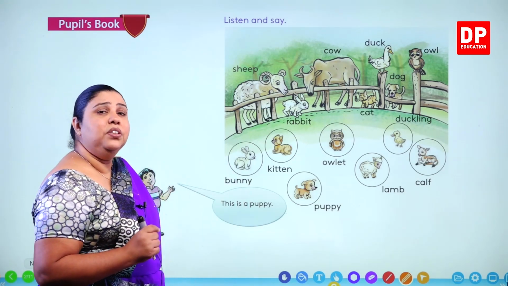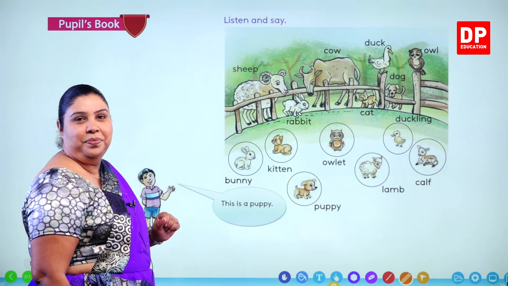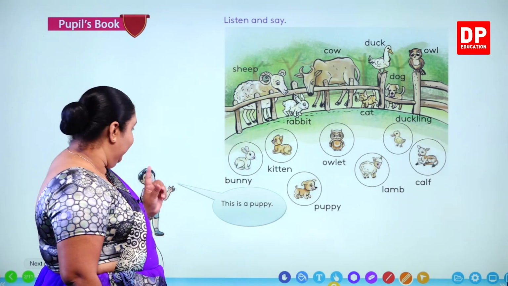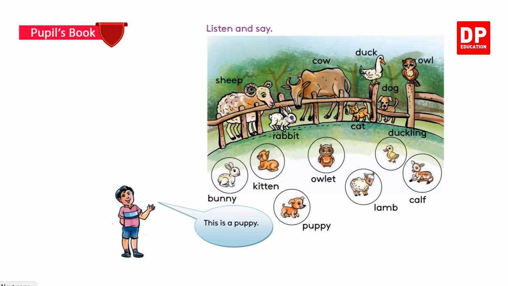So, first of all, I want you to look at this little boy over here. We have a little friend and he is only telling us what this is. This is a puppy. This is a puppy.